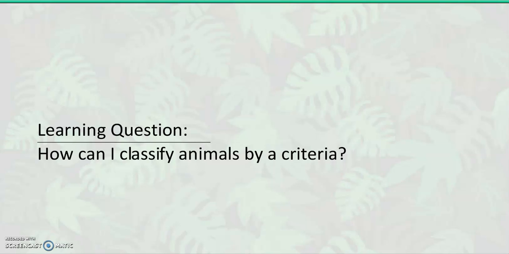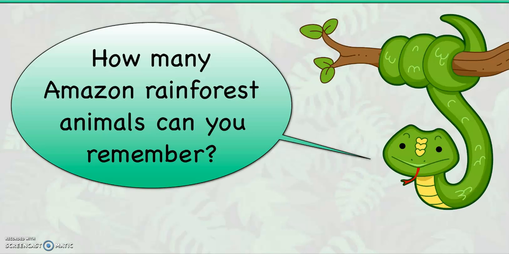In our last lesson, we started looking at how to classify animals using our branching diagrams. Now, in this lesson, we're going to be looking at classifying our animals once again, but this time we're going to be using something called criteria. So this will be where we actually look at different features of these animals and try and sort them according to those.